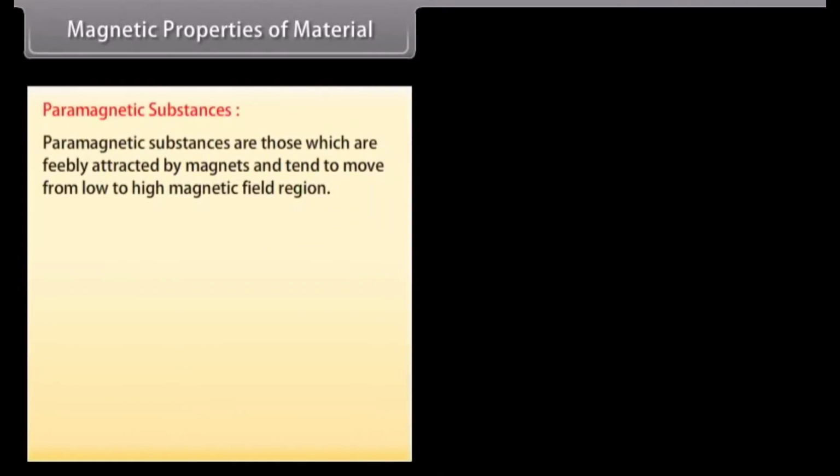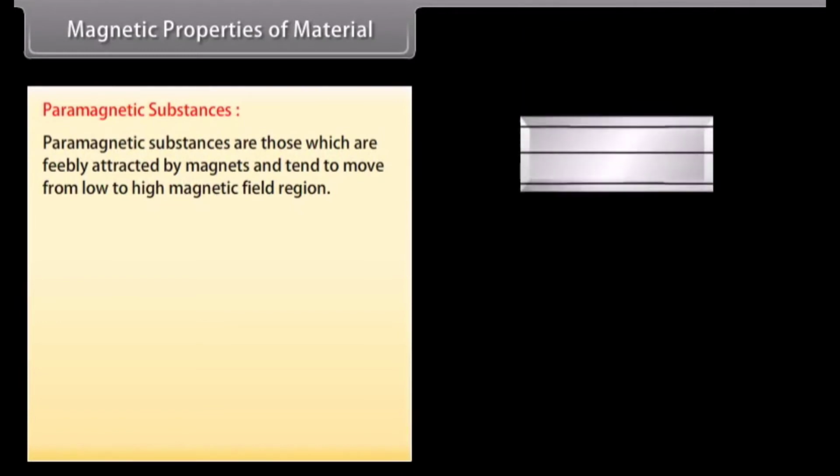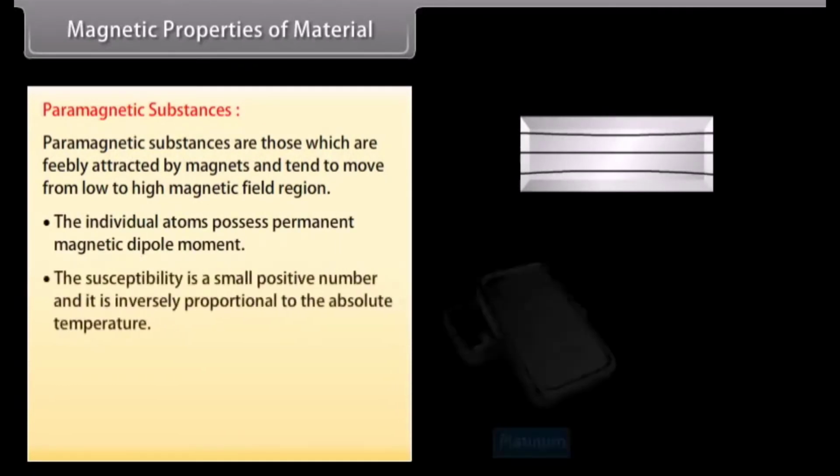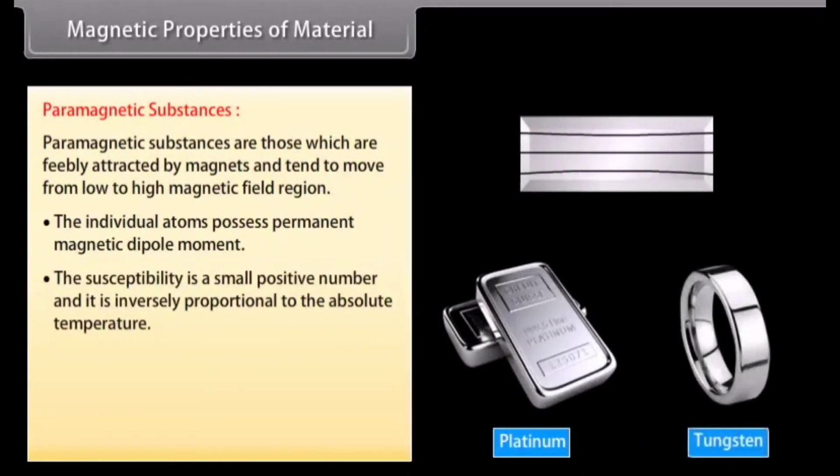Paramagnetic substances. Paramagnetic substances are those which are feebly attracted by magnets and tend to move from low to high magnetic field region. The individual atoms possess permanent magnetic dipole moment. The susceptibility is a small positive number and it is inversely proportional to the absolute temperature. χ is equal to C upon T.